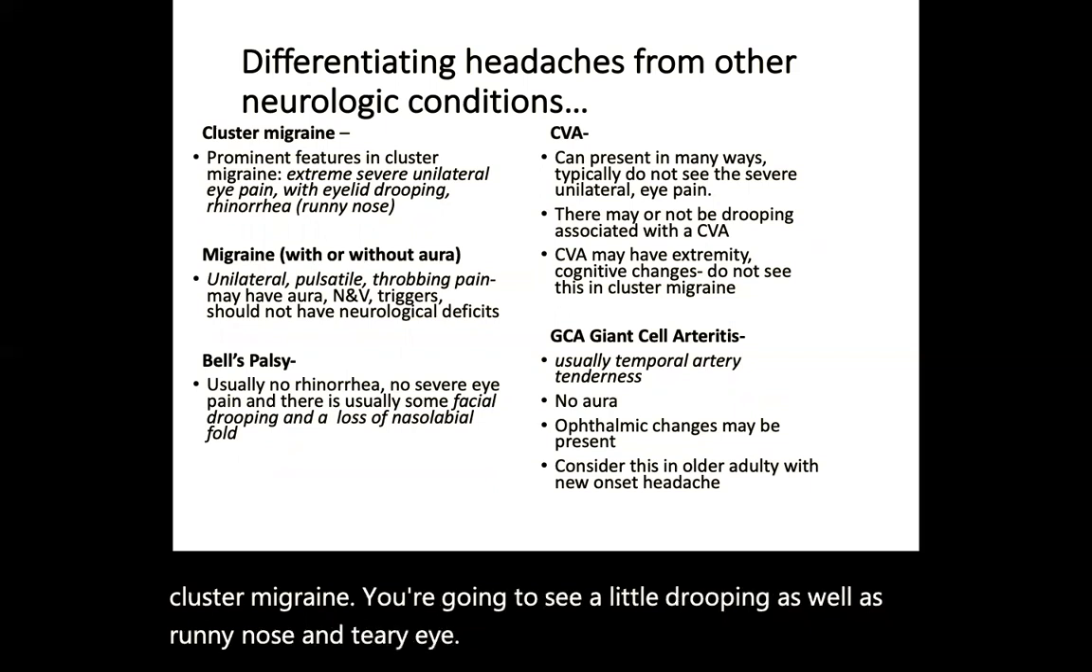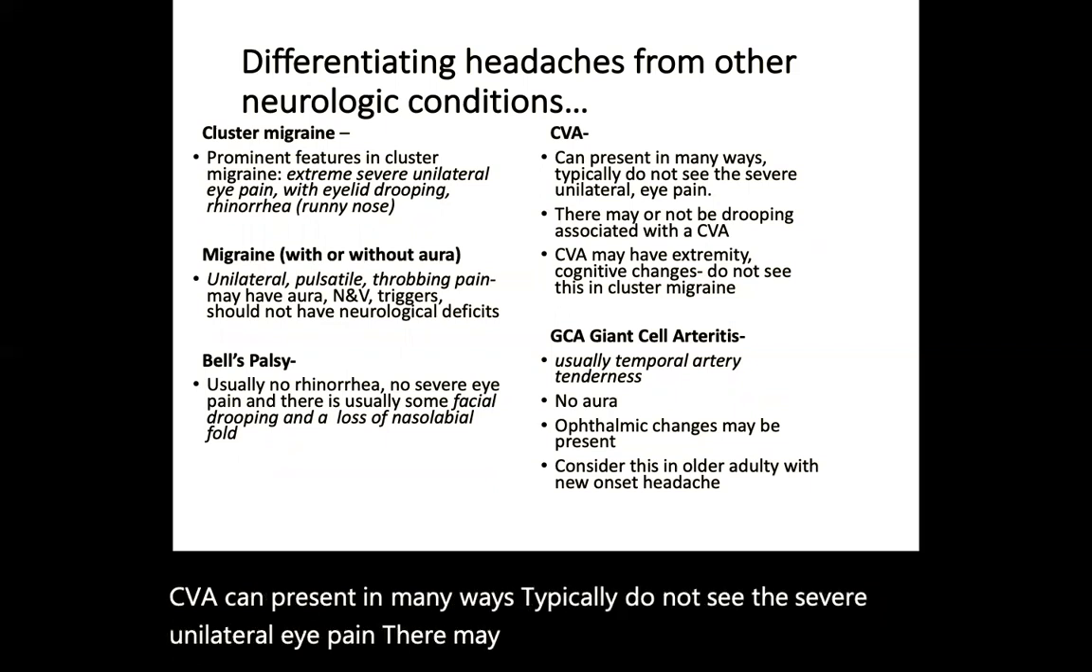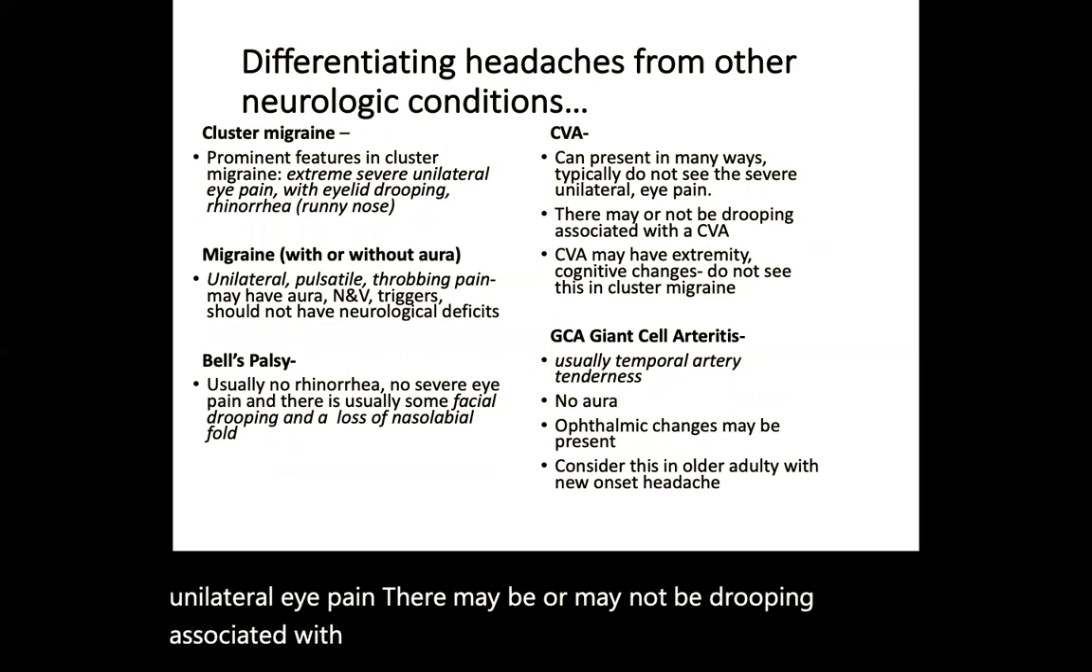CVA can present in many ways. Typically you do not see the severe unilateral eye pain. There may or may not be drooping associated with the CVA. The CVA may have extremity and cognitive changes. You do not see this in a cluster migraine.